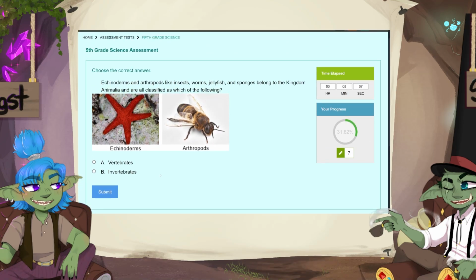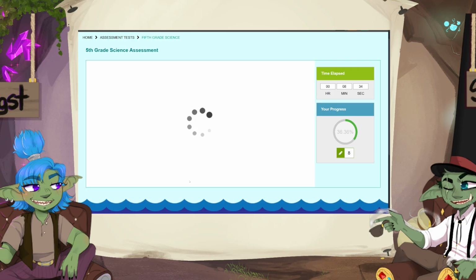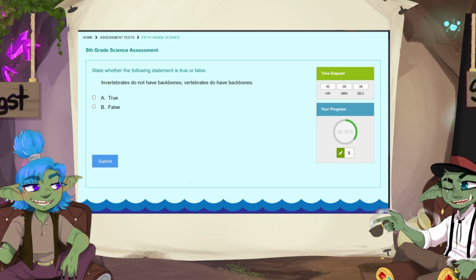Oh no. I'm sorry. Echinoderms is 5th grade science. Arthropods like insects, worms, jellyfish. I have to read it. I have to figure out the question. Uh-oh. They're invertebrates. Jellyfish are invertebrates. I have to think about it. That one I know I got right. Oh my god. I gotta go blow my nose.